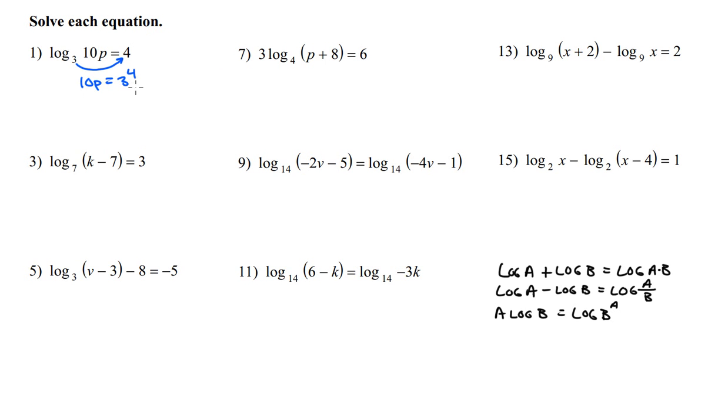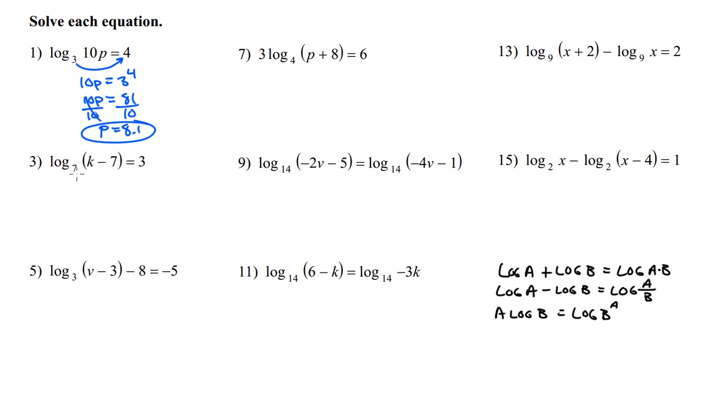3 to the fourth power. So 10p equals 3 to the fourth. 3 times 3 is 9, times 3 is 27, times another 3 is 81. Divide both sides by 10, and we get that p equals 8.1. Okay?